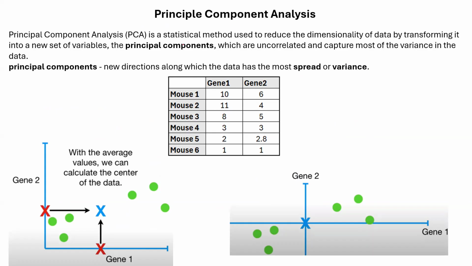Principal component analysis is a statistical method used to reduce the dimensionality of the data by transforming it into a new set of variables. So what are the new set of variables? The new set of variables are nothing but linear combinations of the original variables, right? The principal components, which are uncorrelated and capture most of the variance in the data. Those new variables are called principal components, which are uncorrelated. Principal components are uncorrelated. That means they will not have any relationship.